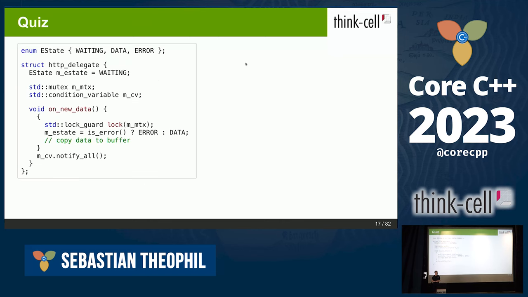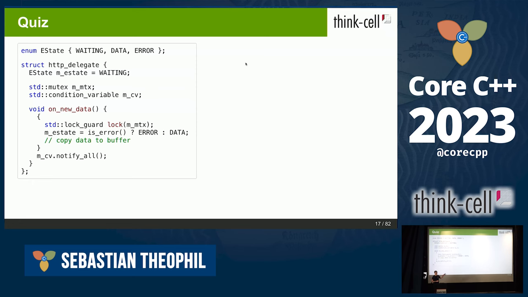And this leads us to our first quiz. Because I brought some practical examples, some real-life bugs from our code base. And maybe you can find out what the issue was. So here we have something. We want to make an HTTP request with some asynchronous API.